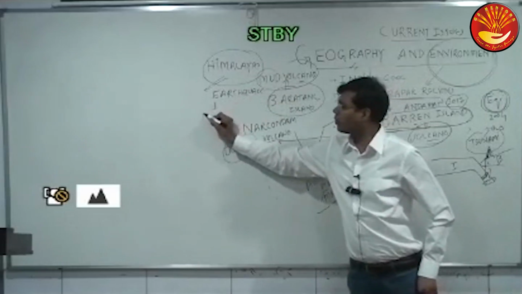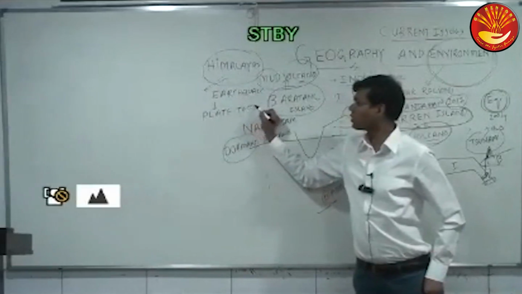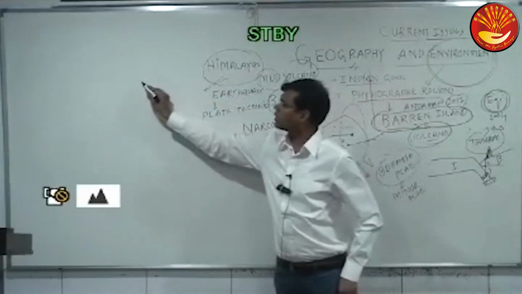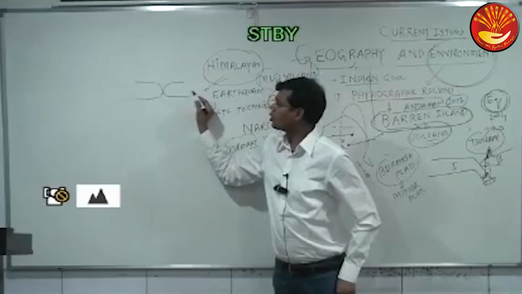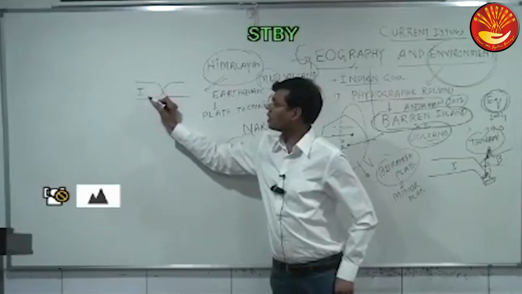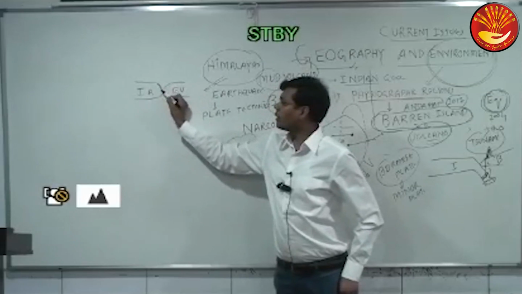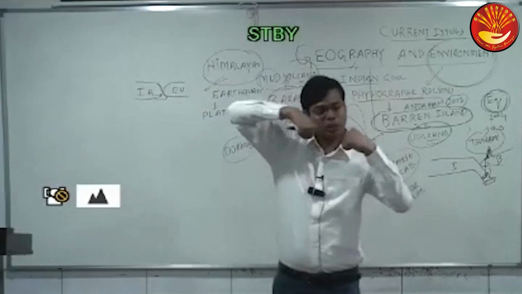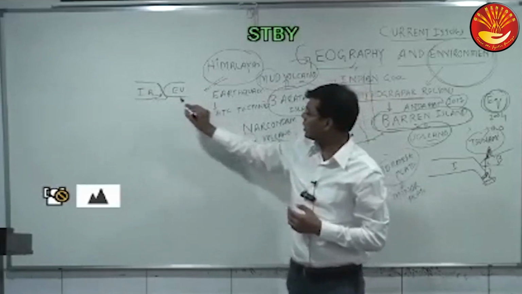Once again, plate movement, plate tectonics. But this time, which plate? Involvement of which two plates hitting each other? Indo-Australian and Eurasian. And the Indian plate is hitting like that, slightly pushing in that manner, creating more stress in this rock.